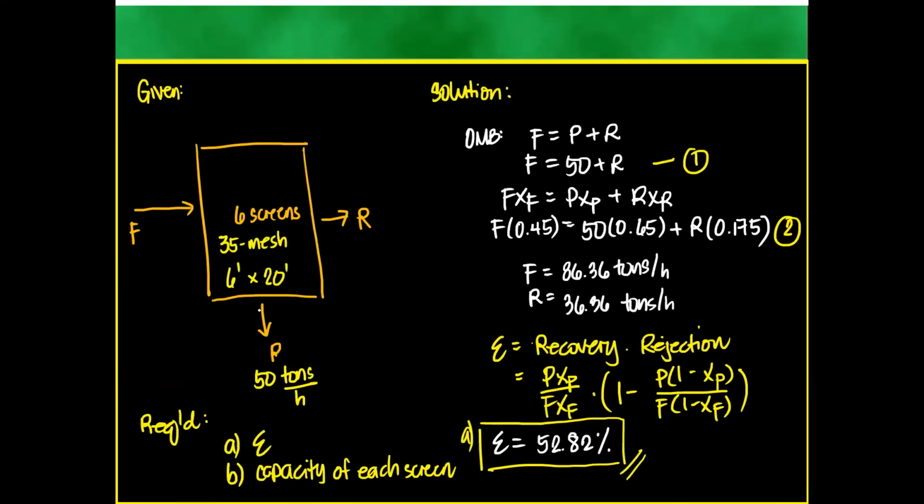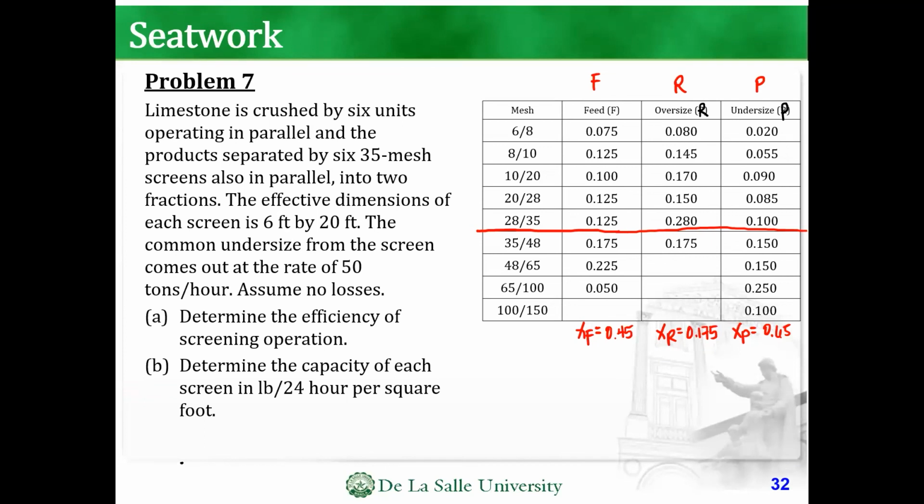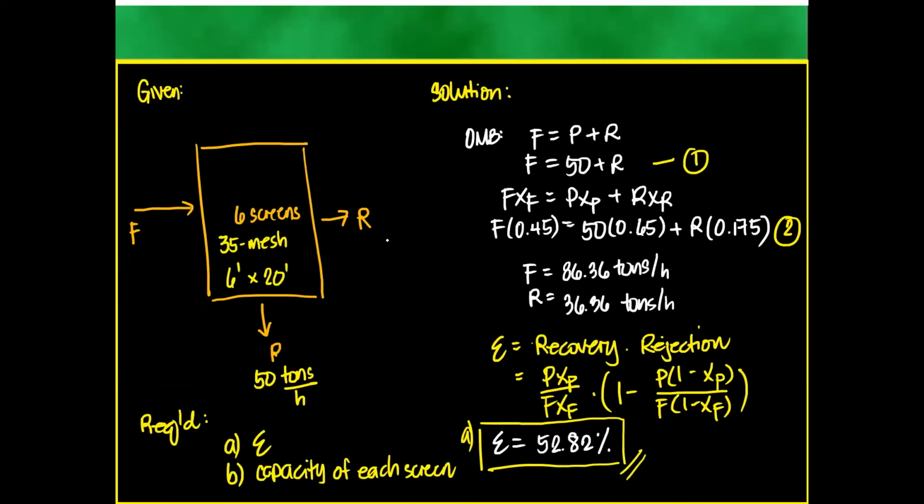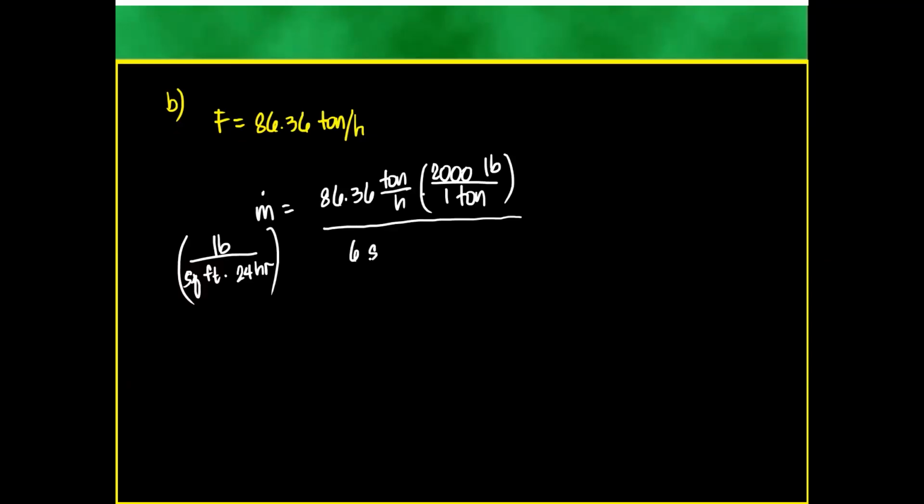You know that each screen is 20 by 6. So 6 screens by 20 by 6. Right? So we were able to answer per screen already. Individual screen and then square foot already. The thing is 24 hours. This is on a per hour basis. Right?